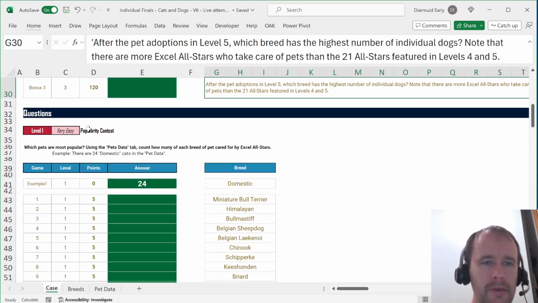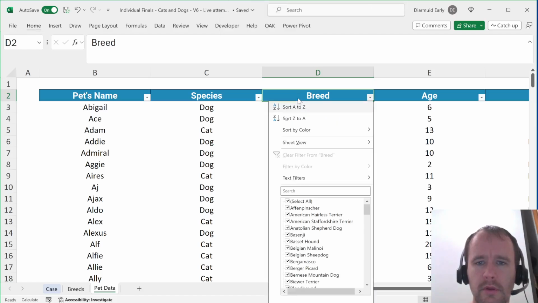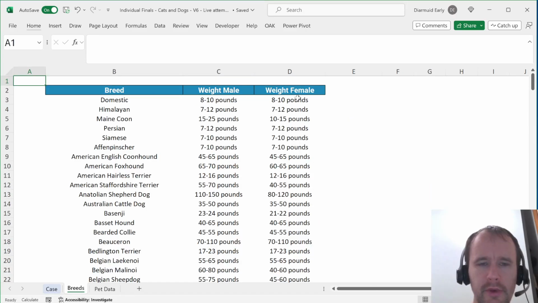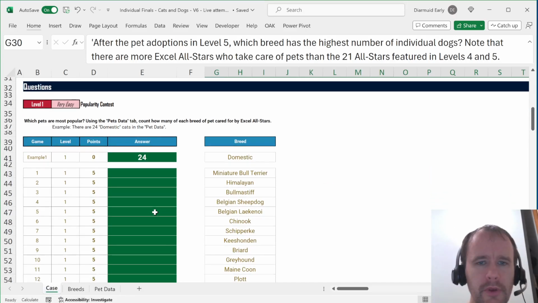Okay. Popularity contest. Which pets are most popular? Using the Pets data tab, count how many of each breed of pet are cared for by Excel All-Stars. 24 domestic cats in the pet data. Domestic cat. Okay, got it.